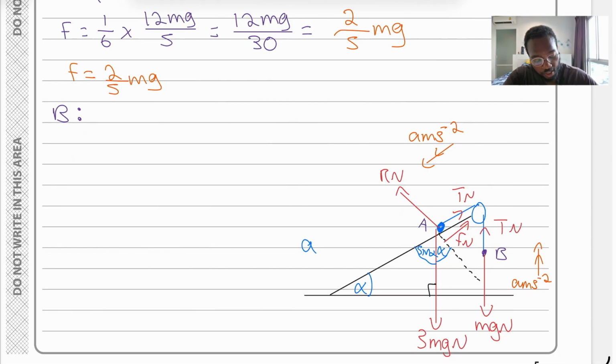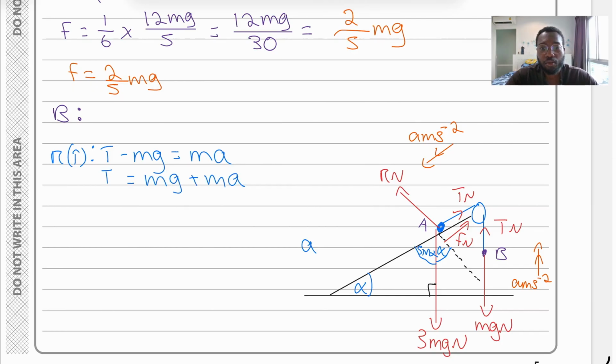So for stone B, if we resolve in the upwards direction, because that is the motion, then that would be T minus mg, upwards versus downwards, and that would be equal to mass, which is just m, times acceleration, which is just a. If we rearrange this, we get T is equal to mg plus ma. And obviously that tension is the same as the tension in A. So now we have an expression for T.